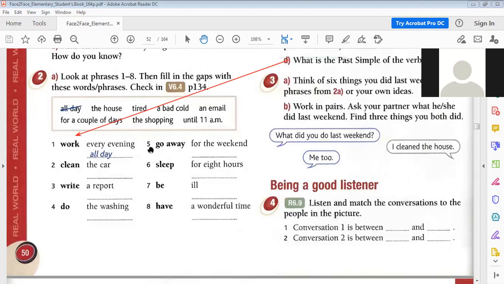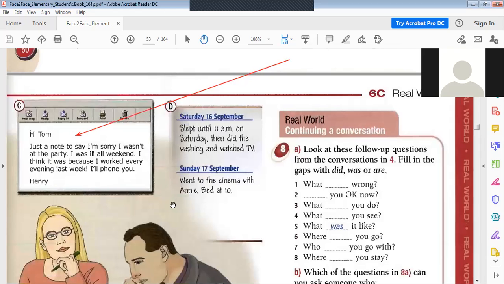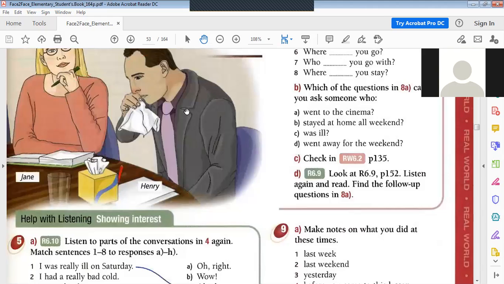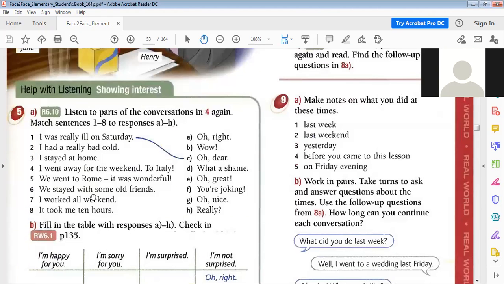Go away. Went away. What about sleep? Slept. And be. Was or were. Yes, was or were. Have. Had. Correct. Have, had. Exactly right. All right, very nice. So now we're going to talk about showing interest.